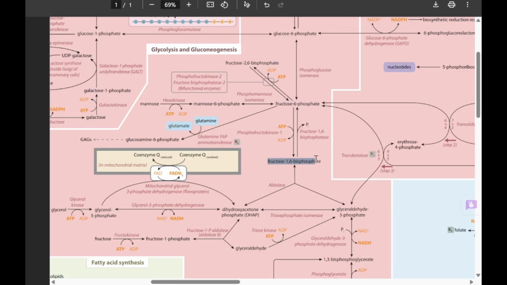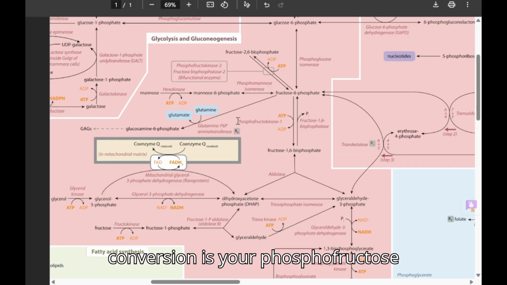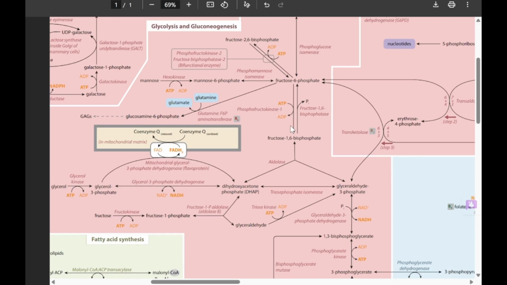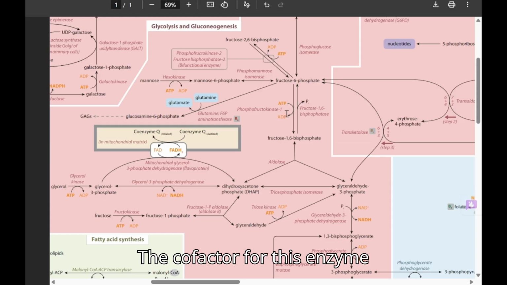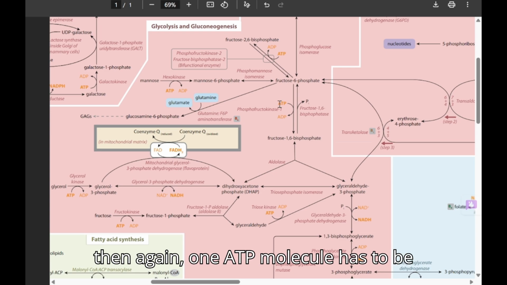1,6-bisphosphate. This time, the enzyme involved in this conversion is phosphofructose kinase 1, also known as PFK1. The cofactor for this enzyme is once again magnesium, and then again, one ATP molecule has to be consumed.